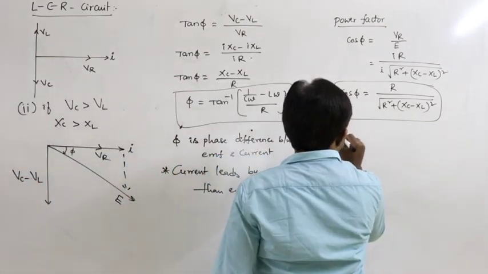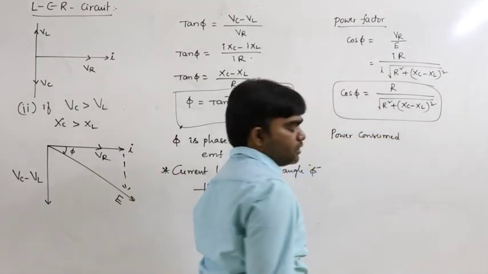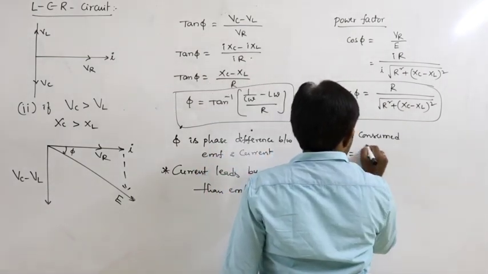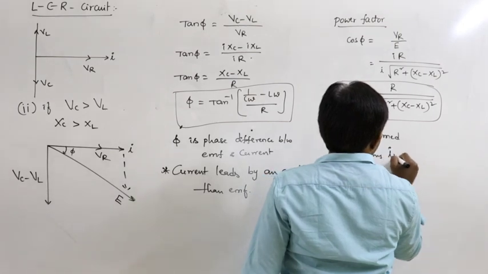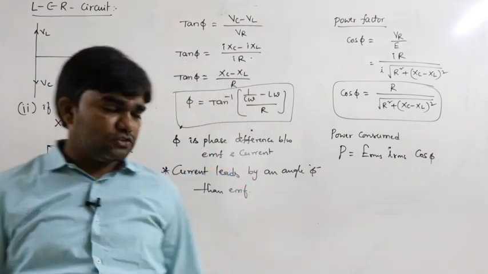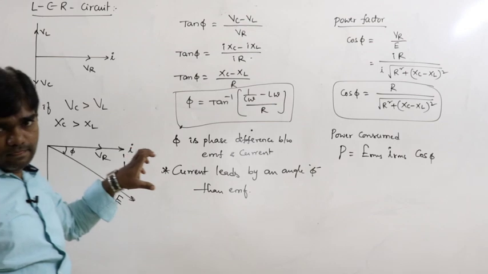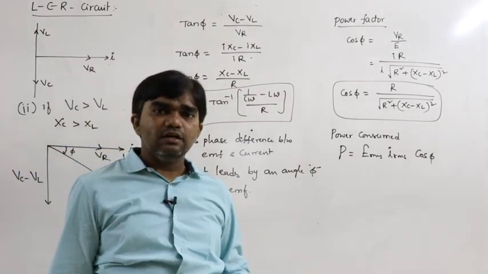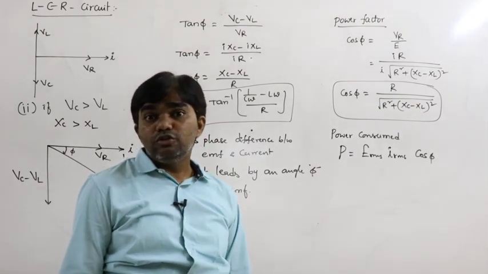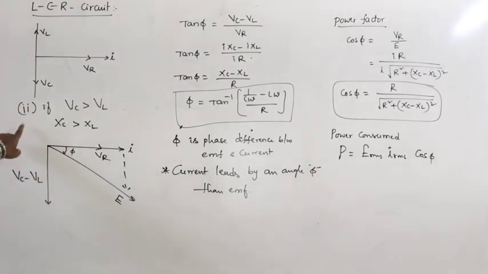Then the power consumed. What is the amount of power consumed here? Power consumed P is equal to E RMS into I RMS into cos phi. Just substitute the value of cos phi, then we can get this. Definitely, by using the inductor and capacitor, the power consumed in the circuit must be reduced. So that is the situation here. So this is the second case.